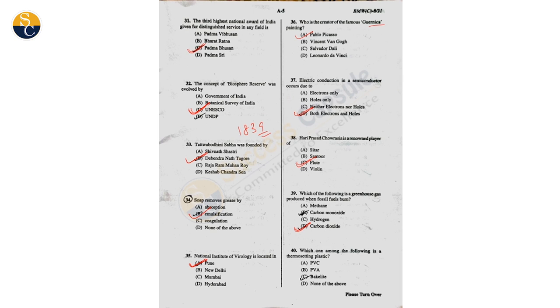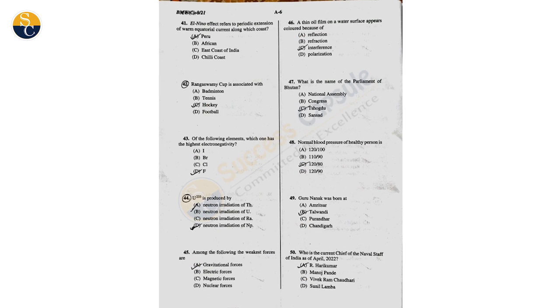Which one of the following is a thermosetting plastic? Thermosetting plastic is a rigid structure. So, answer is Bakelite, vulcanized rubber, vinyl ester resin. So, C is the correct answer.